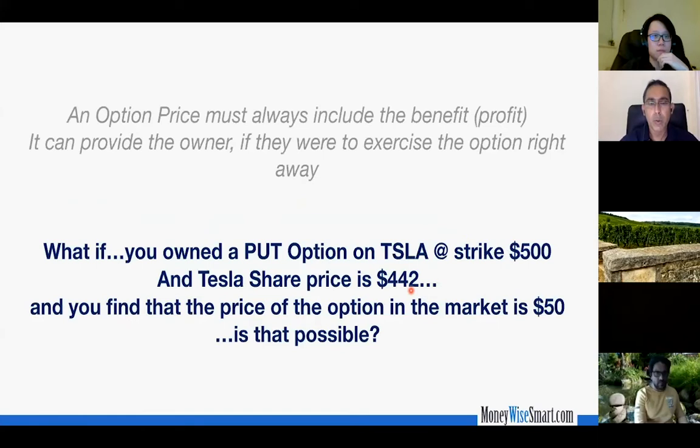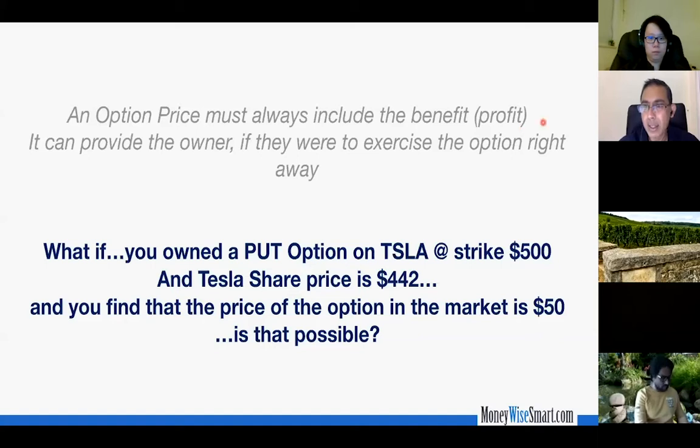So what if you owned a put option on Tesla at strike 500, which means that you have the right to sell Tesla stock at 500. And let's assume the Tesla share price currently is 442. Now, you find that the price of the put option in the market, your brokerage platform is showing the price, and it is showing it as $50. Is that possible?